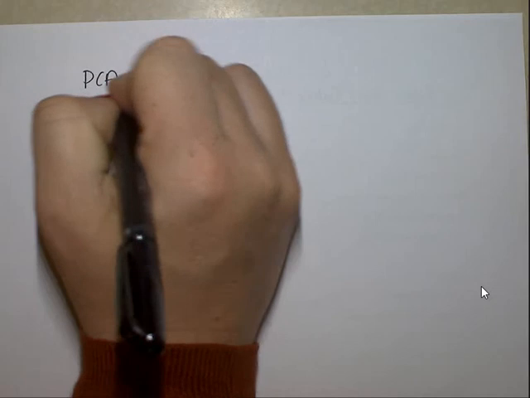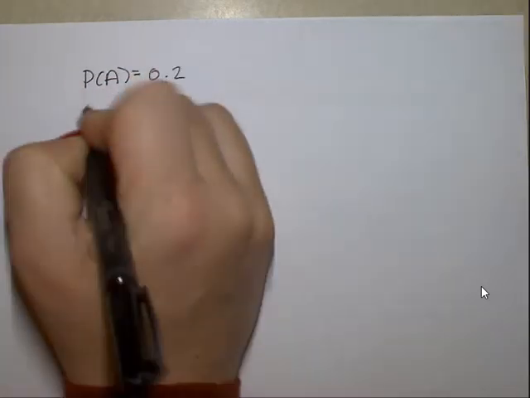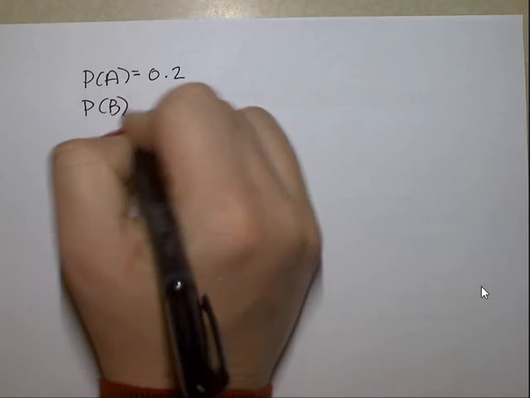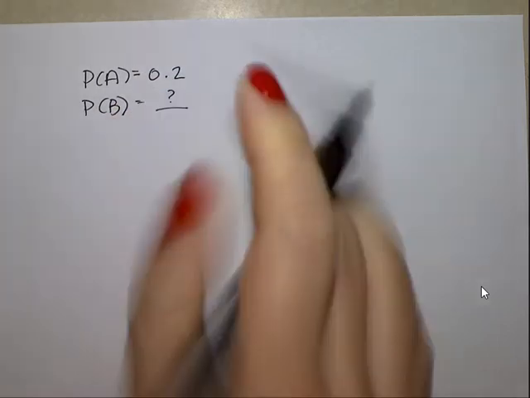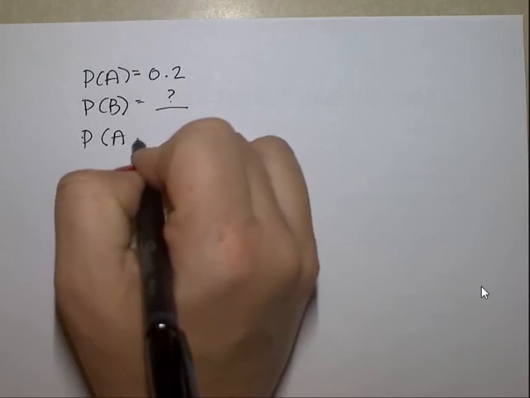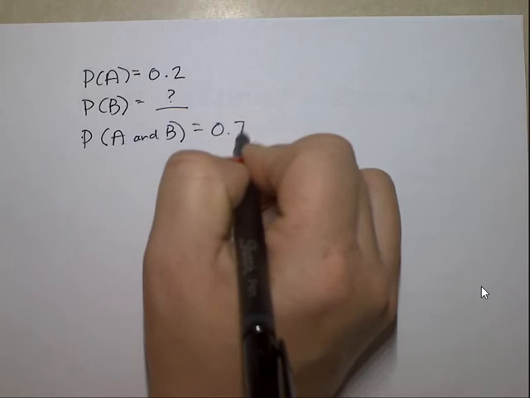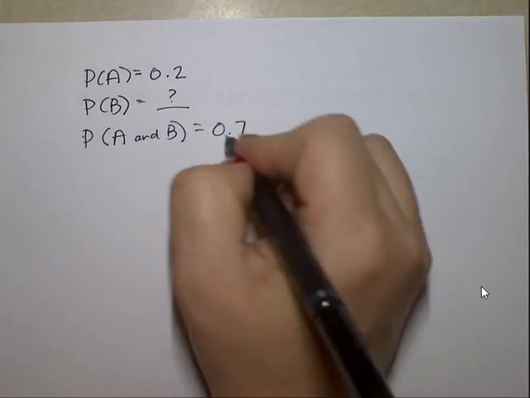Okay, I'm going to tell you that we have P of A is equal to 0.2. P of B, we do not know. And the probability of A and B is 0.072.